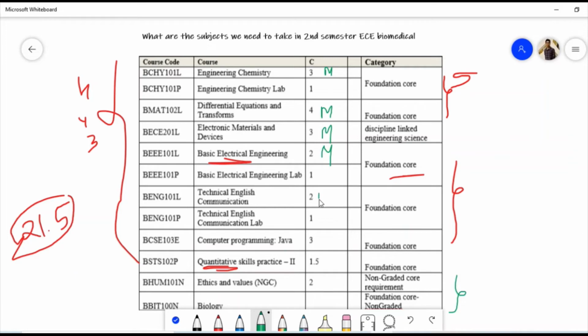Then technical English is also compulsory. Then the Java programming course is compulsory. You can do it in this semester or in a later semester, no problem, but it is better to do it in this semester only. Next, soft skill, it's compulsory. Okay, compulsory. So for ethics and biology, as per the requirement, you can take them in this semester.